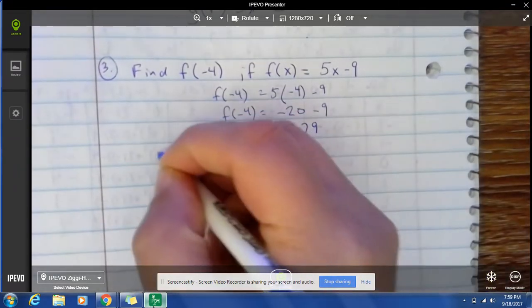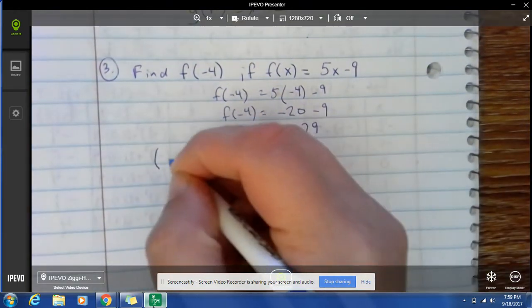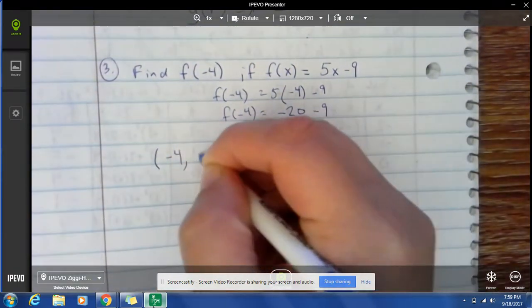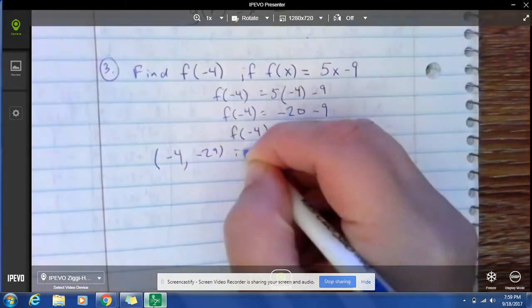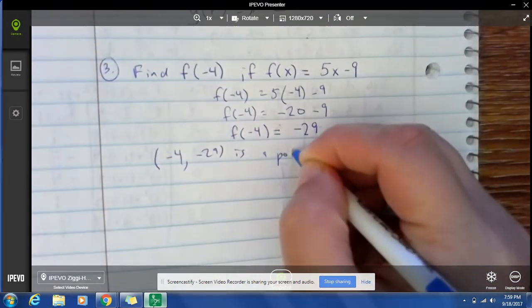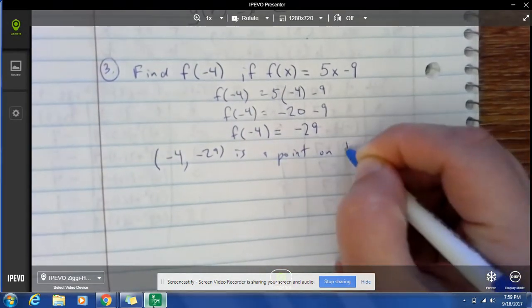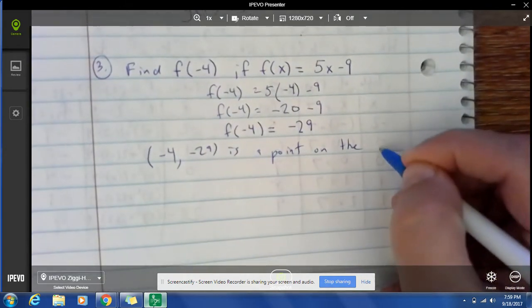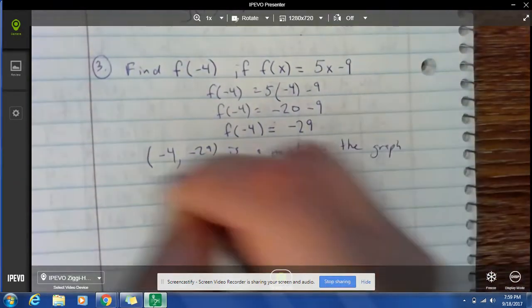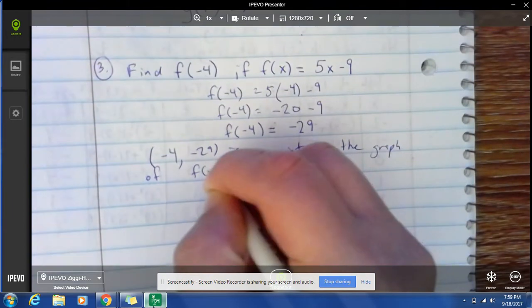Okay? Also remember what that means is that if we take our two numbers and put them as coordinates, so -4, -29 is a point on the graph of f of x.